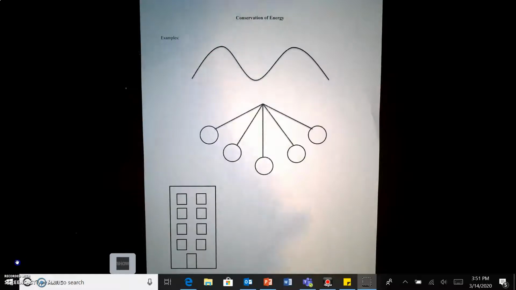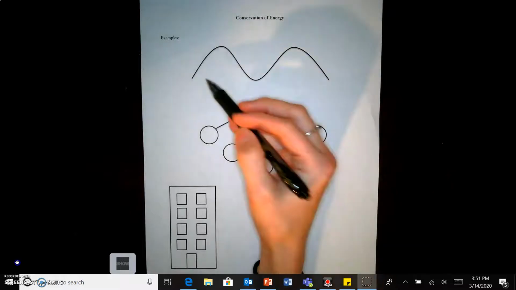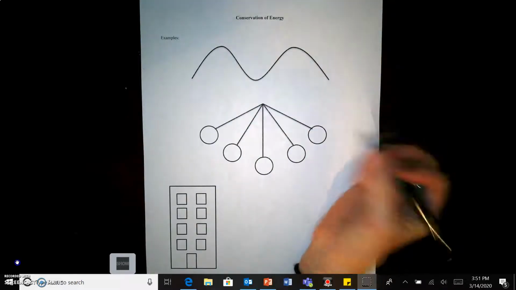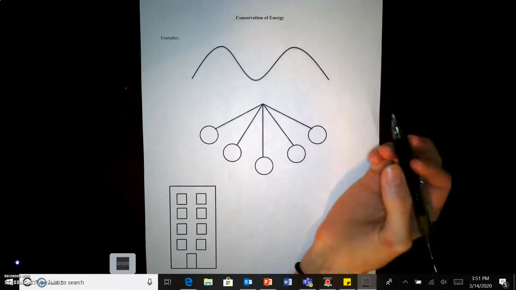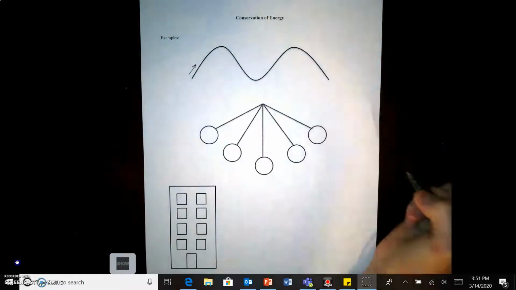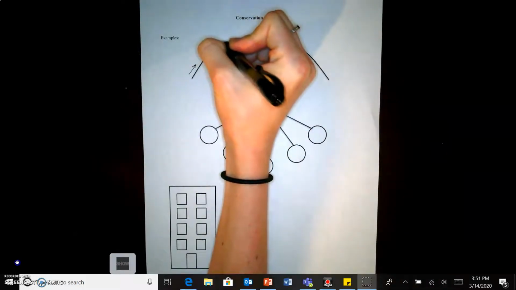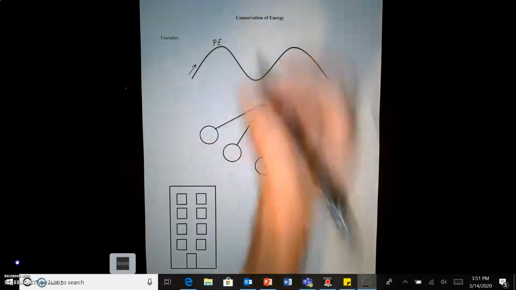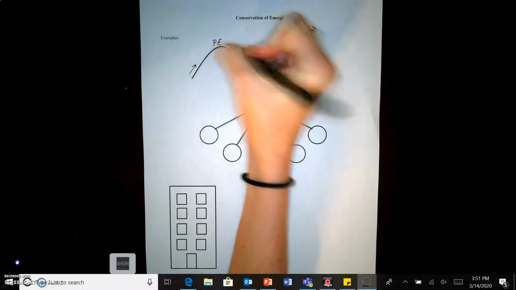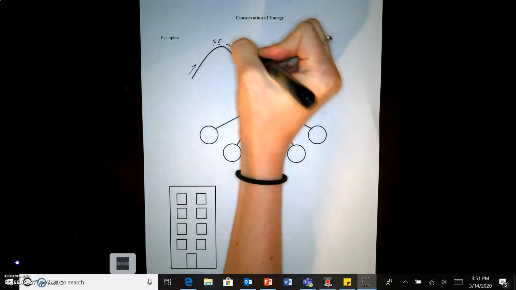Alright, so we're going to be looking at a couple examples for conservation of energy. So here we have that roller coaster picture that we kind of saw in the notes. And we're going to label where is potential, where is kinetic, and how is it transforming as it is going. So if we are going to go up that hill, at the very, very top, we're going to have that potential energy like we said. And then as we go down that hill, potential energy is turning into kinetic energy.